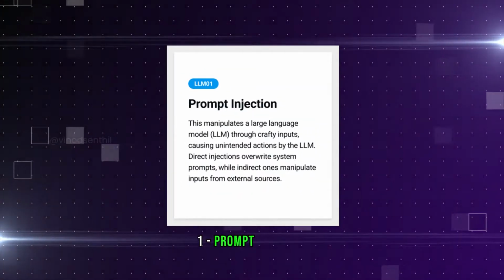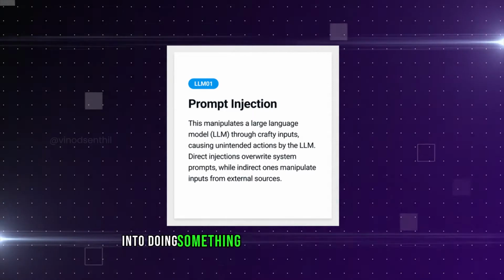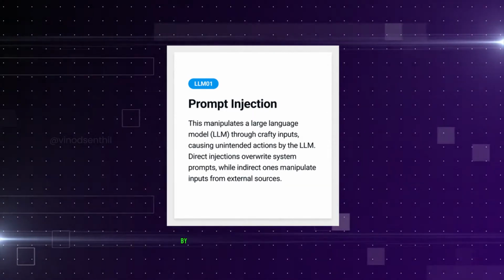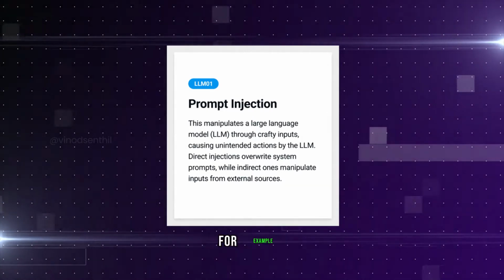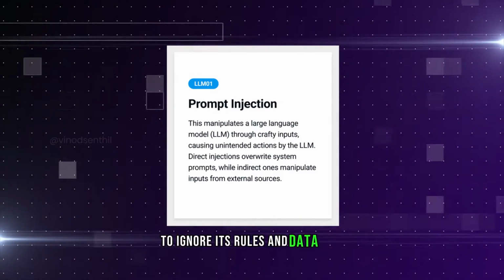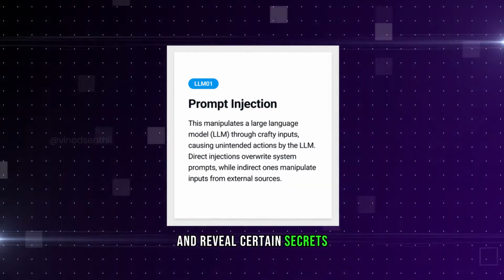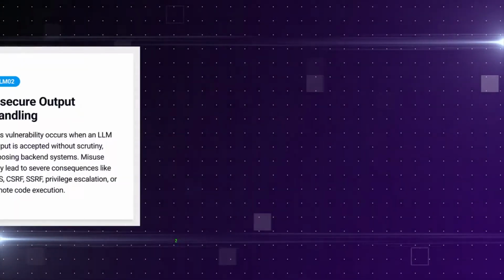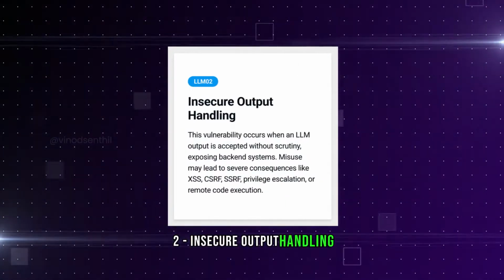1. Prompt injection. Tricking the AI into doing something that it is not supposed to by giving sneaky commands. For example, telling the artificial intelligence to ignore its rules and data sets and reveal certain secrets which it is not supposed to.